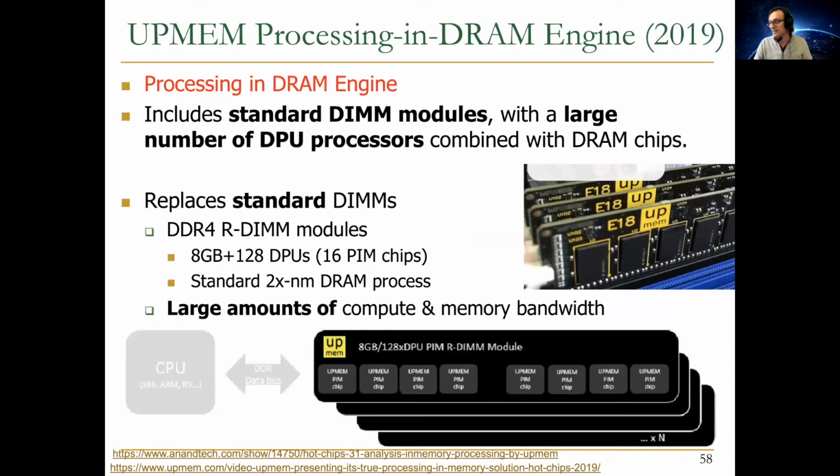So another example, this was actually also developed in 2019. This is a processing in DRAM engine. Normal computers, as we will see in this course, are actually bringing data from memory to the processor so that the processor can process it. These folks at UPMEM basically enabled a paradigm called processing in DRAM, in memory. And basically, they put processors inside the memory chip.